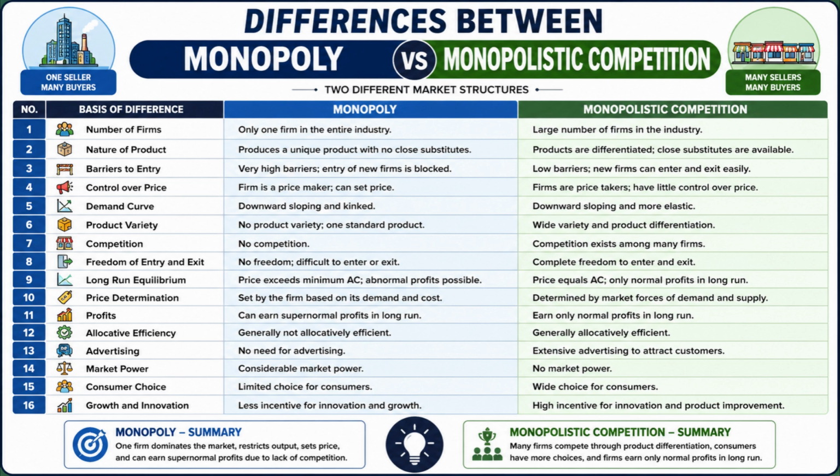To summarize, monopoly is characterized by a single seller, strong market power, and high barriers to entry, while monopolistic competition consists of many sellers offering differentiated products and competing actively for customers. Understanding these differences helps us analyze how markets function and how businesses make pricing and production decisions.